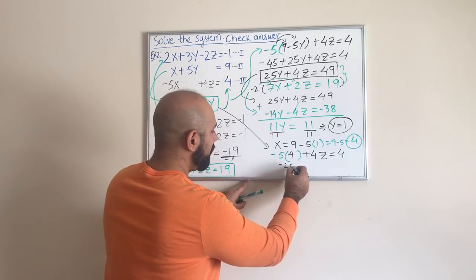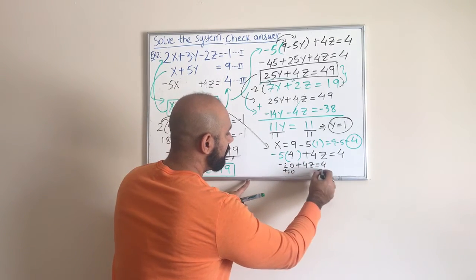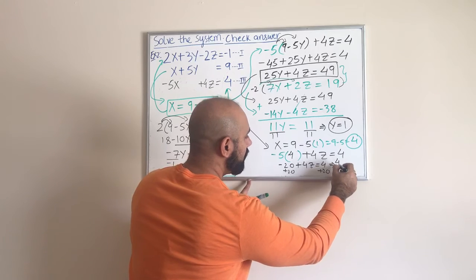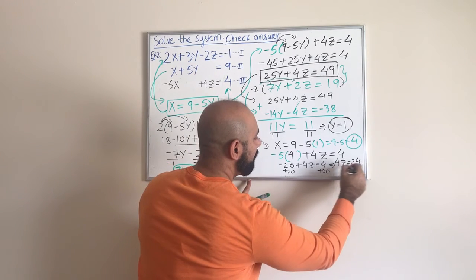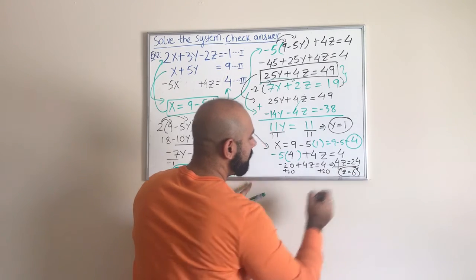So it is negative 20 plus 4z equal to 4. I add 20 to both sides. I get 4z equals to 24. Dividing by 4, you get z equal to 6, right?